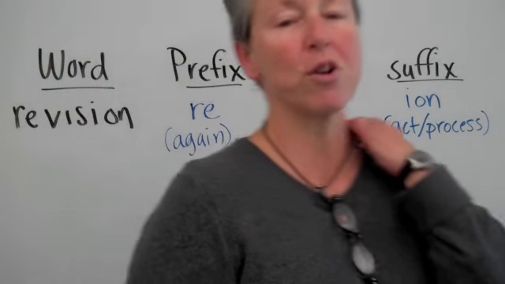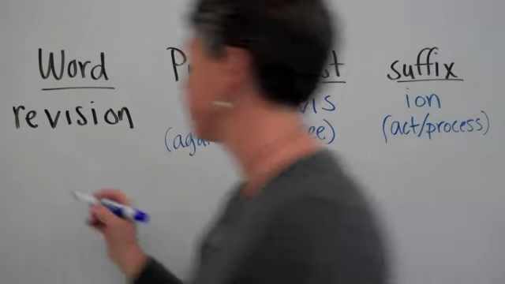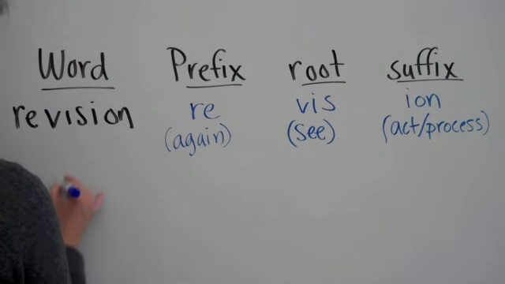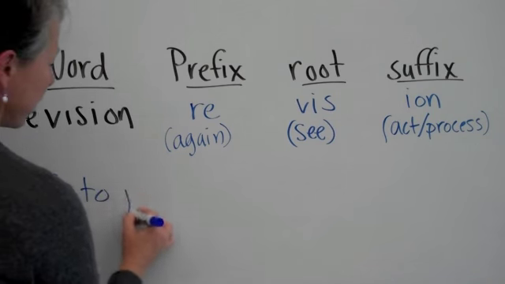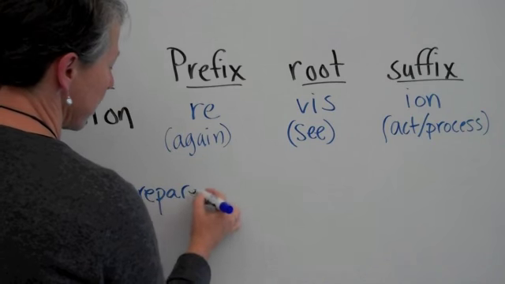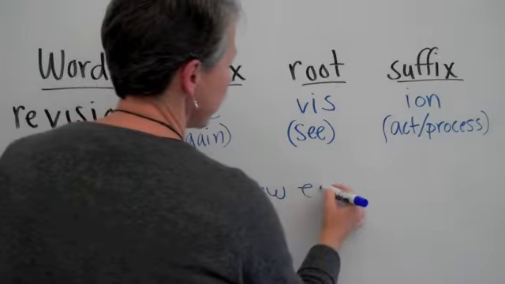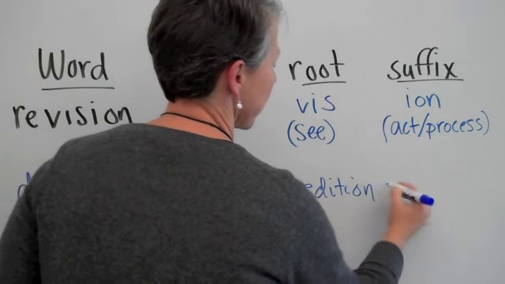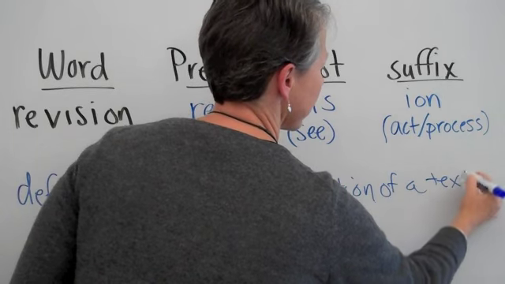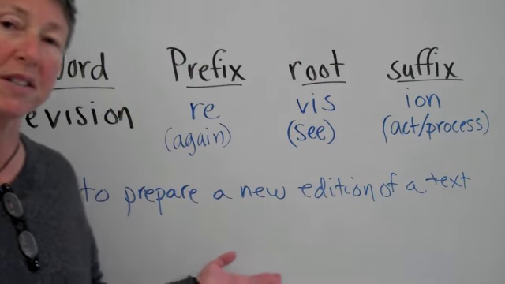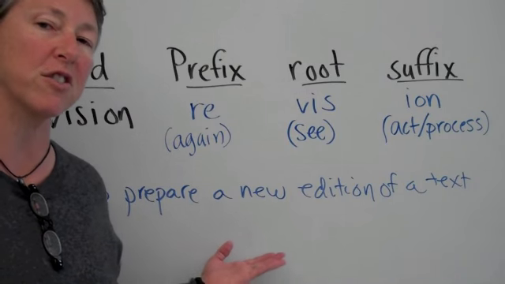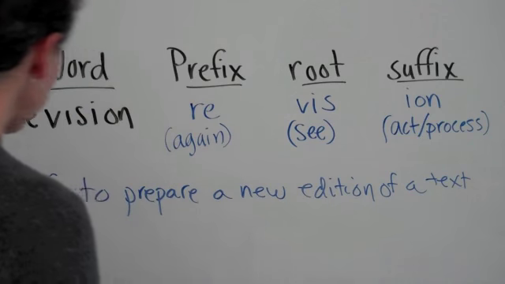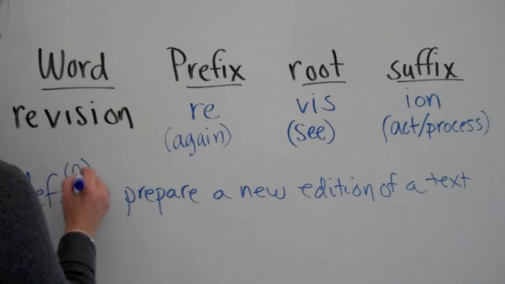Step 2, you look up the dictionary definition of the word. And you write that in there. And the dictionary definition of the word is to prepare a new edition of a text. And this is particular to language arts because, as I told you, these first 2 words in your list this first week come from language arts, so you have to find that definition. And this is also a noun.